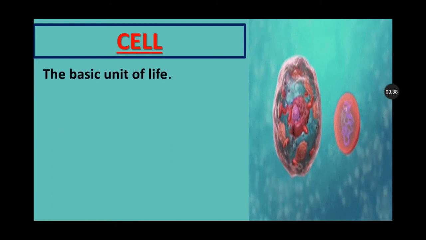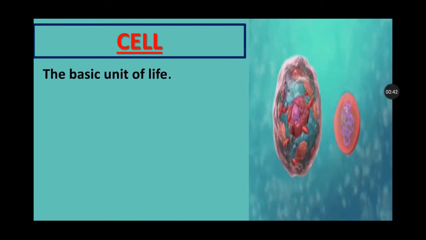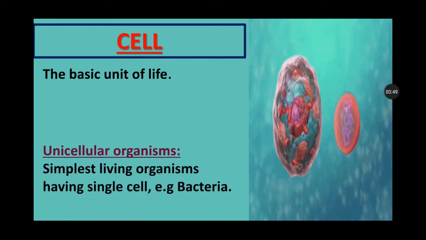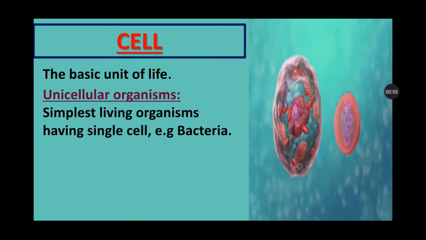Before moving forward, we have to know what a cell is. A cell is a basic unit of life. Without cells, there is nothing present. There would be no living thing on this planet. There are two types of organisms. First is unicellular organisms. These are the simplest living organisms having a single cell.